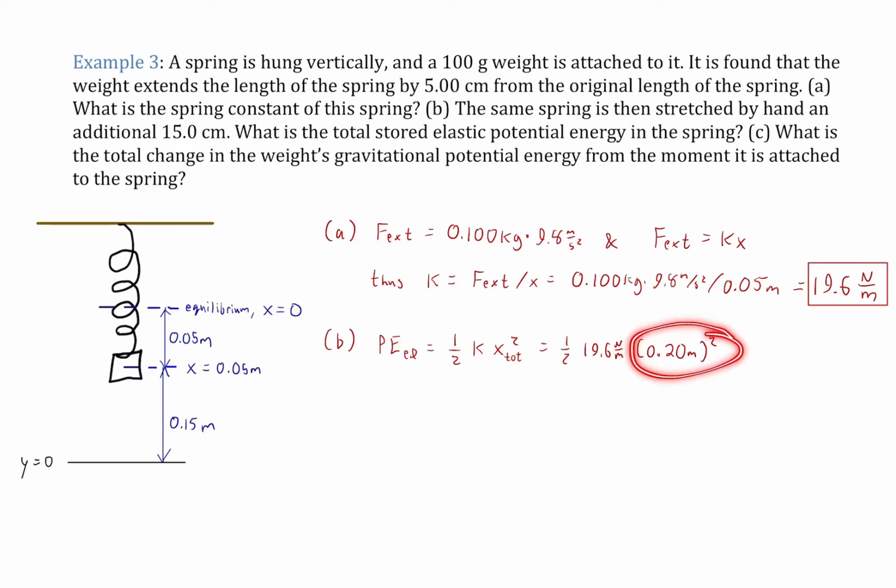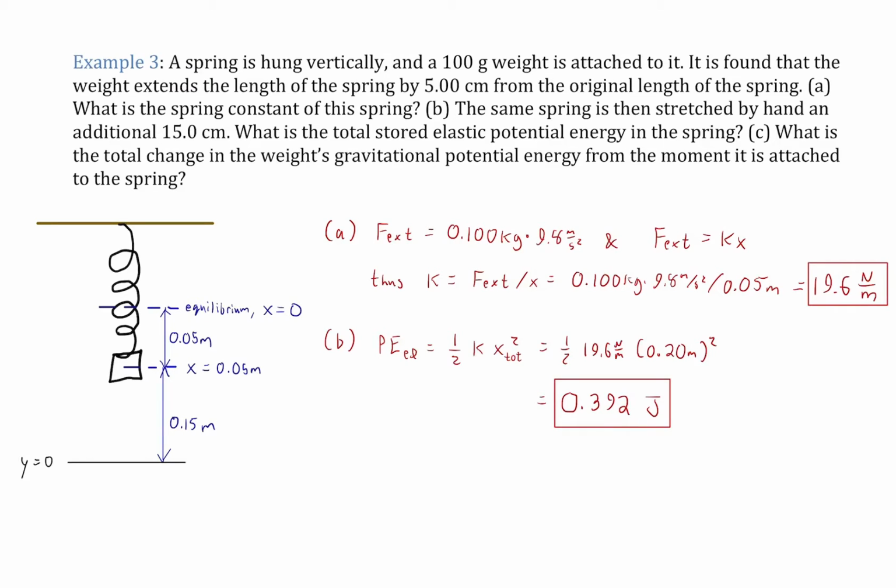Okay, we make sure to square it because the formula is 1/2 kx squared, okay? And by the way, this derivation of the formula comes from calculus, so we're not going to cover it here. But there's the formula. Plug in the numbers that we know, and we find out that the stored energy is 0.392 joules, okay? That's how much stored energy there is in the spring.